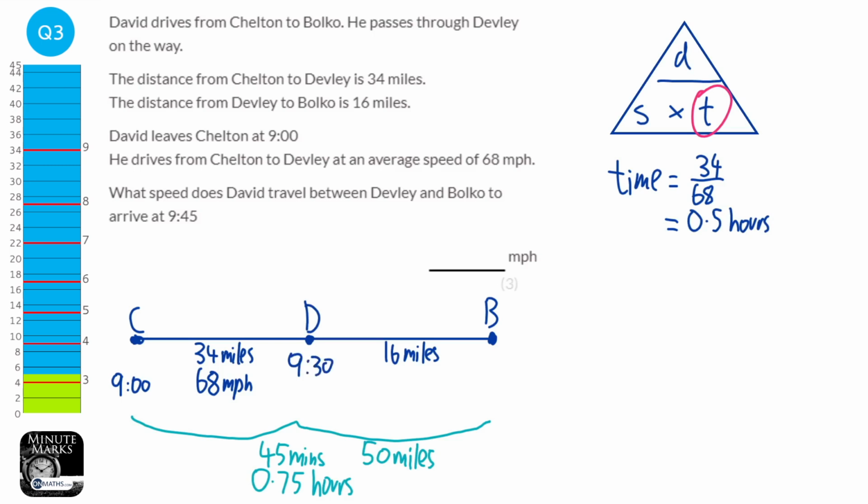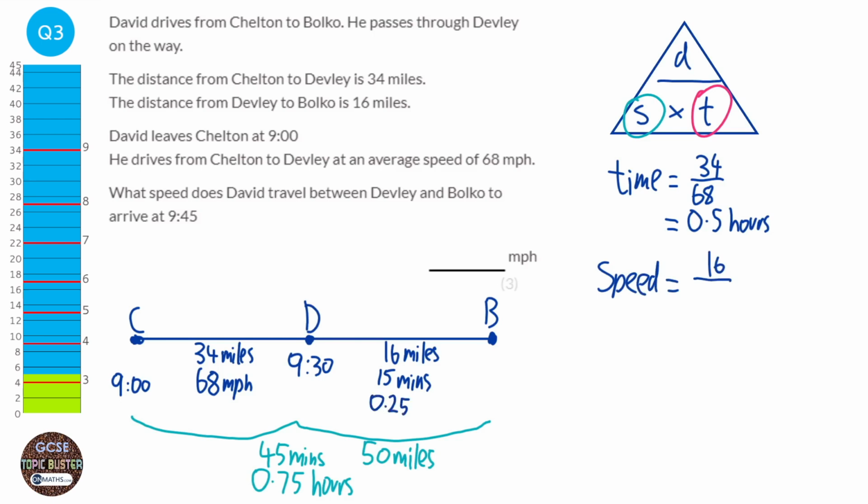So that means we've got 15 minutes left. Okay, so we've got 15 minutes to travel the 16 miles. So this time we're looking for the speed. Okay, so it would be speed equals the distance, which is 16 miles, over time, which is 15 minutes, but we need that in hours, so that would be 0.25 hours.